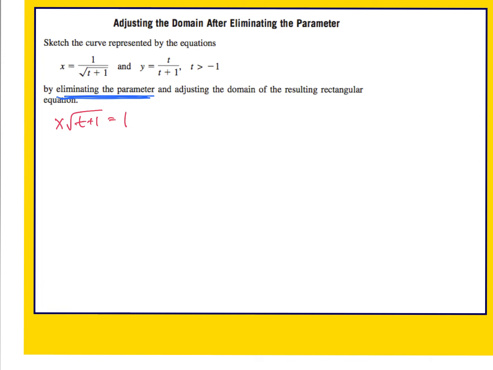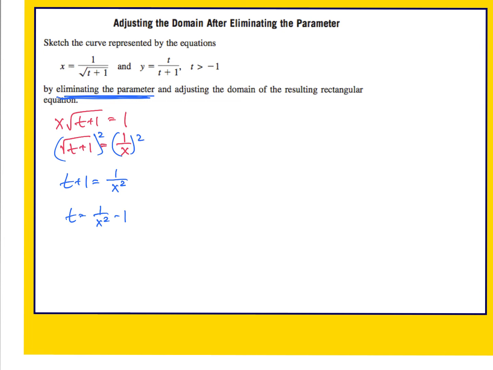Divide by x. So now we're going to divide by x. So now I have square root t plus 1 is equal to 1 over x. Now what? Not square root, but now we square both sides. So now I'm left with t plus 1 is equal to 1 over x squared. All right. Now what? Subtract 1. So t is equal to 1 over x squared minus 1. So now I solve for that parameter.